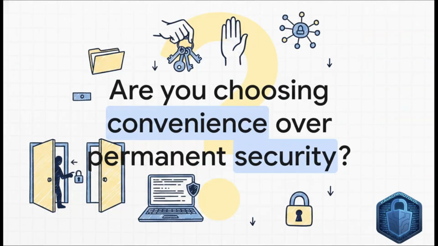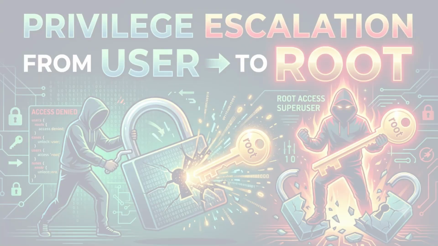As we wrap up this explainer, I want you to ask yourself a question. The next time you're tempted to grant full control just to make a pesky error message go away, are you actually solving a problem, or are you just handing the keys to your kingdom to a stranger in the dark? Your job isn't to make access perfectly frictionless. Your job is to make least privilege the default non-negotiable setting.